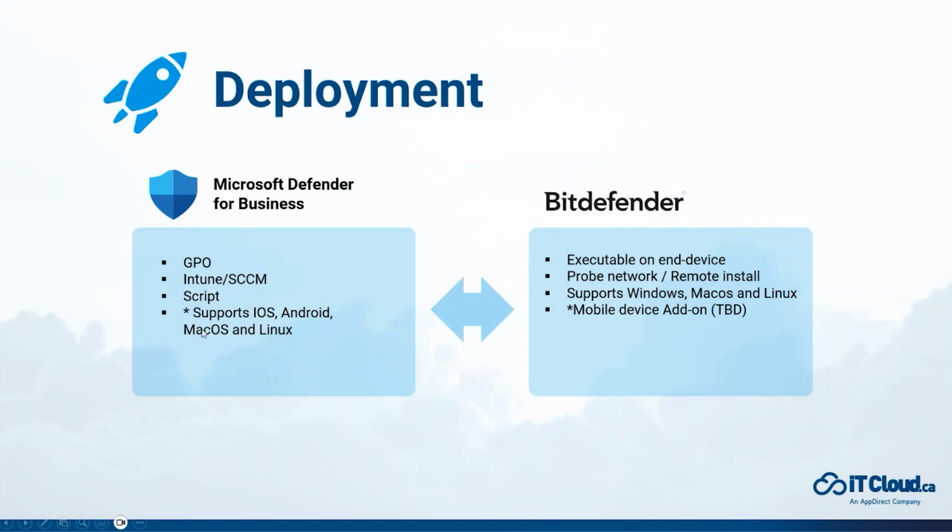Now, as we can see for the mobile part, Defender for Business has support for iOS, Android, macOS, and Linux. Whereas Bitdefender supports Windows, macOS, and Linux, that's fine. But mobile devices is an add on to be determined. They do sort of have an add on for mobile devices, but I mean, it's a third party for the time being. So in that sense, if you really want to protect mobile devices, Microsoft has the upper hand in that aspect. But that's not something that concerns a lot of people. Usually we're talking desktops.